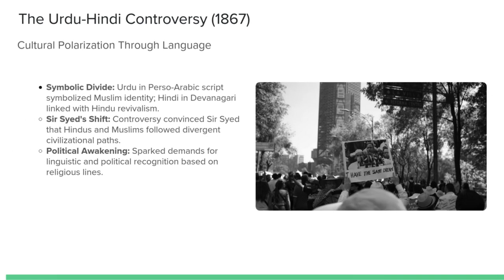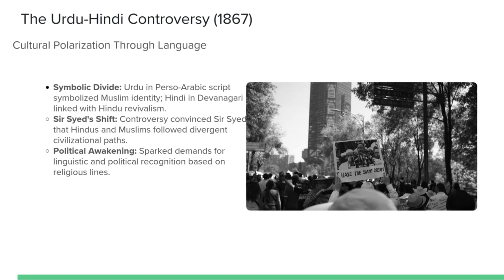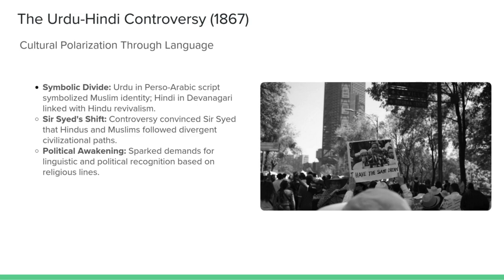The Urdu Hindi controversy. The Urdu Hindi dispute arose over script and administrative language. Urdu symbolized Muslim culture, Hindi represented Hindu culture. For Syed Ahmad Khan and others, this debate confirmed that the communities were diverging.